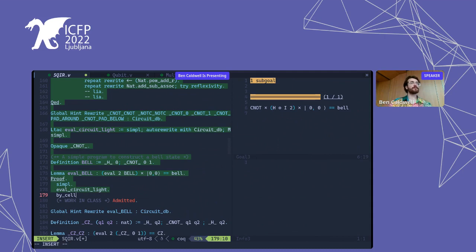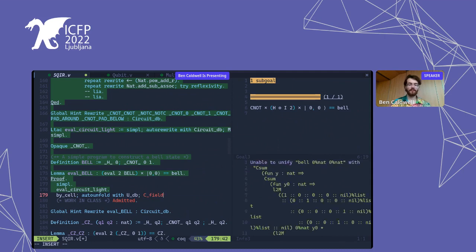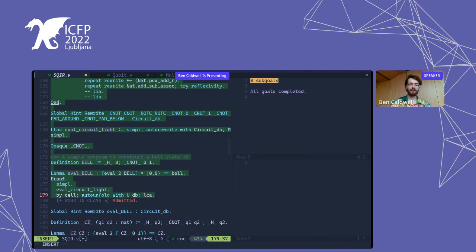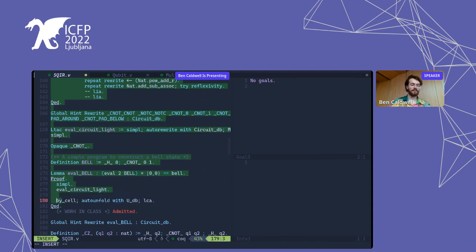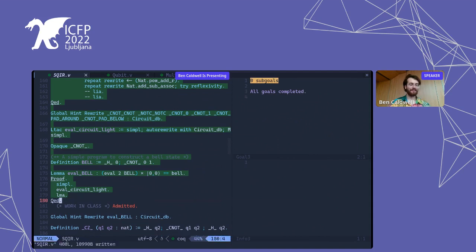Now it's all in matrix form. So the same tactics we used before should work, right? By cell, auto unfold with UDB and C field. In fact, just an LMA will hopefully resolve this. I think if we even did this, we'd use an LMA. Yes, you can just use LMA.